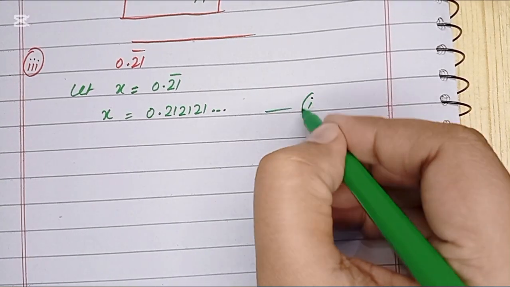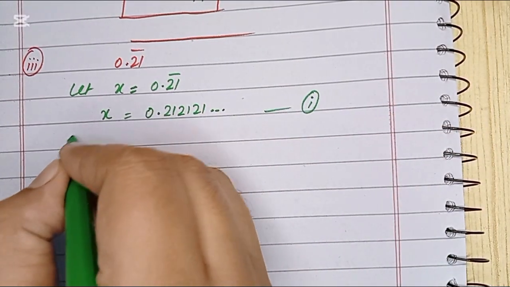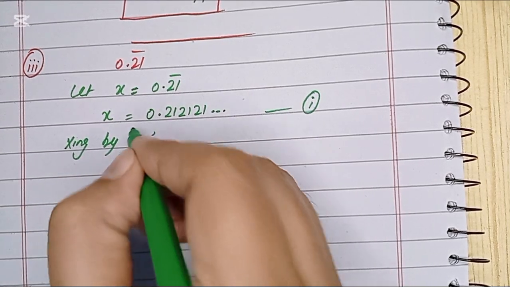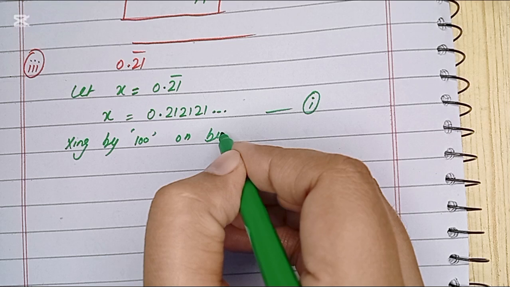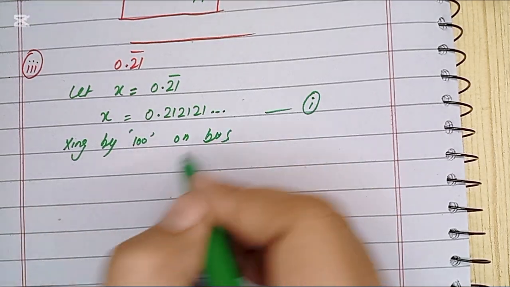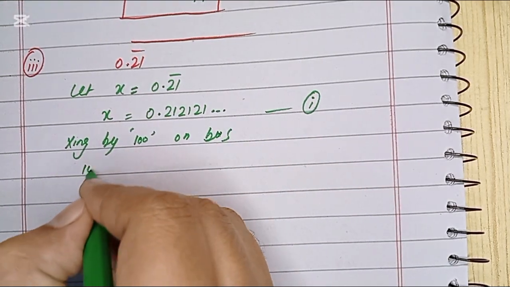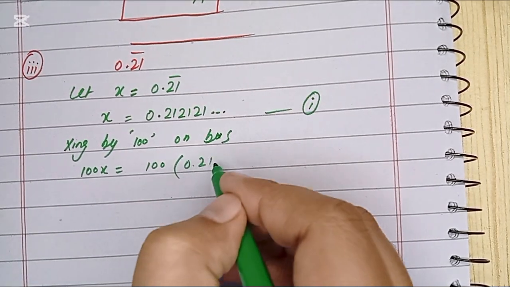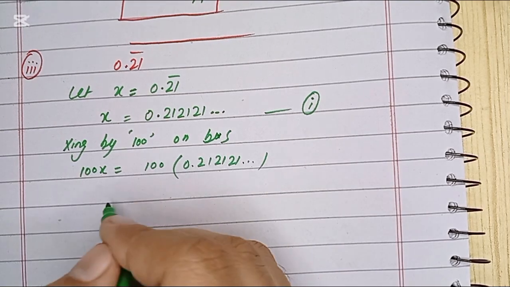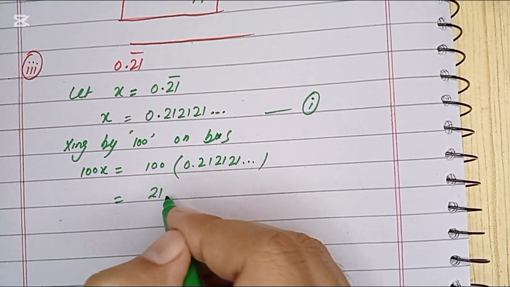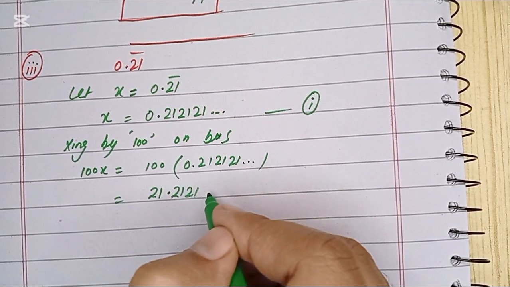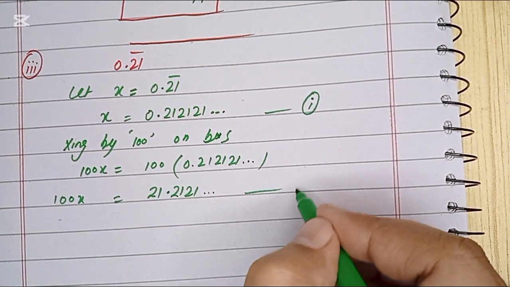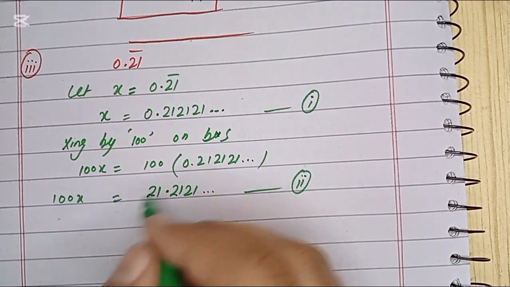This is our first expression. Multiplying it by 100 on both sides, 0.2121 and so on will become 21.2121 and so on, and on the left will be 100x. This is our second expression.